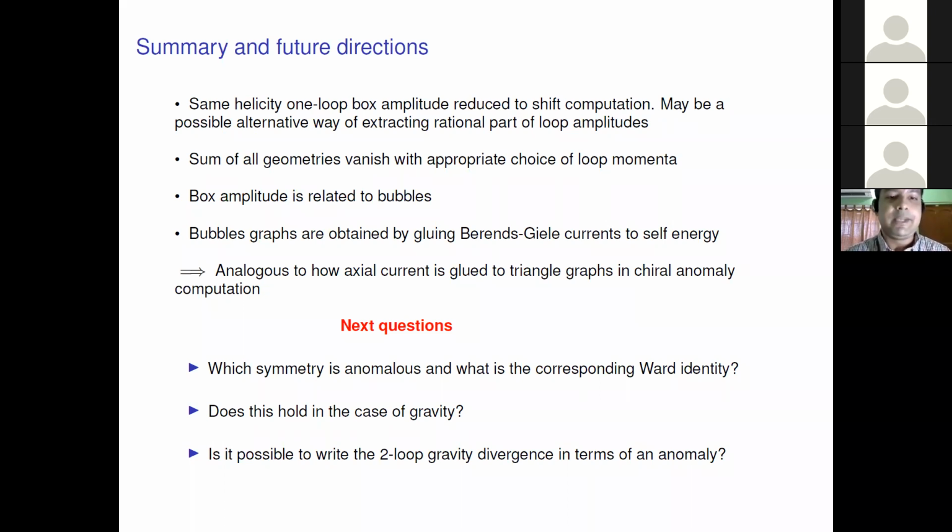And finally, if it is possible to do this in the case of gravity, is it possible to write the two-loop gravity divergence in terms of an anomaly? That would be the final thing to do, because ultimately we want to show that this two-loop gravity divergence comes out from an anomaly in the currents in the self-dual gravity and self-dual Yang-Mills, and therefore this will be the final thing to do. So with this, I would like to end it.